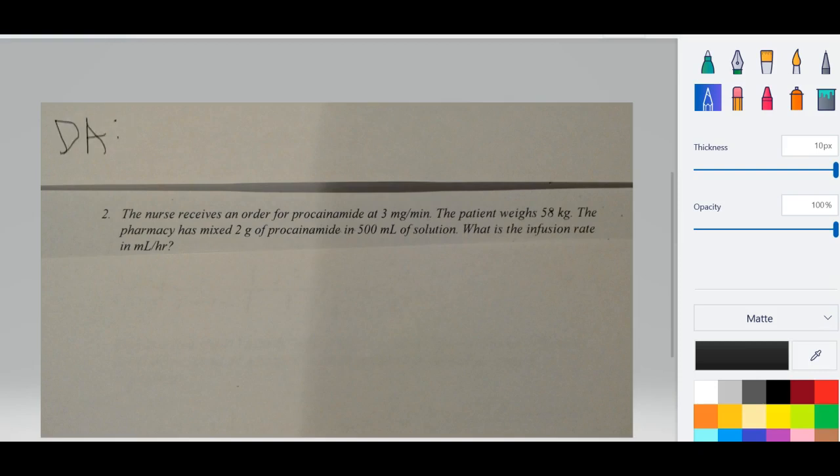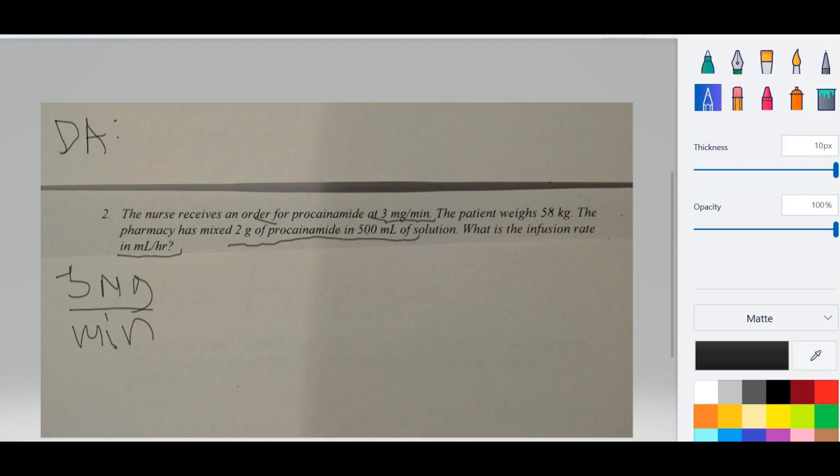All right. So dimensional analysis is, and what do we start with? We always start with what's going on right now. What is it running at, or what is the order? So right now, the order is to run procainamide at 3 milligrams per minute. So we're going to put that down first, okay? 3 milligrams per minute. And at the end, what are we going to set the pump at? So at the end, it has to be in mLs per hour. So we got 3 milligrams per minute.